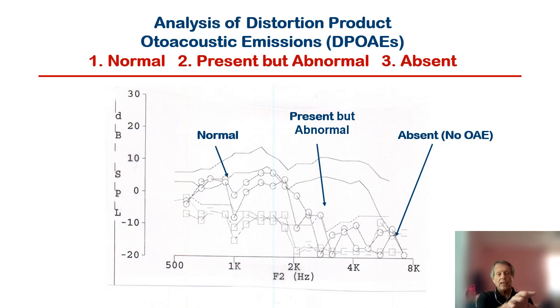As we get above 2,000 hertz, you can see there are some OAEs present. They're well above the noise floor, and yet they're below the normal region. They're below the lower limit of the normal region. And then in the highest frequencies, there are no OAEs at all. The apparent OAEs are just down with the noise. So you may get any combination of these findings in a single ear of a single patient.